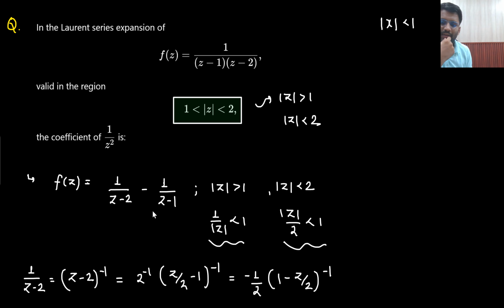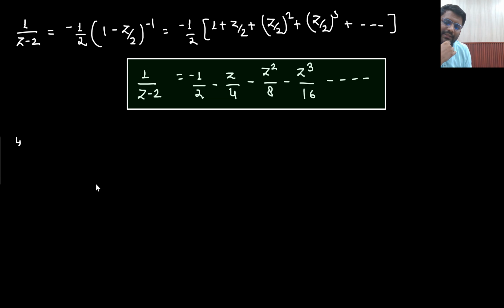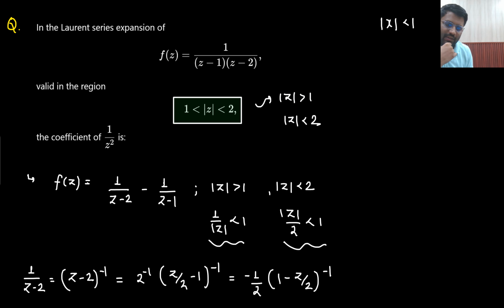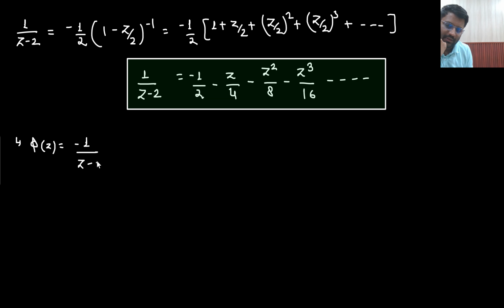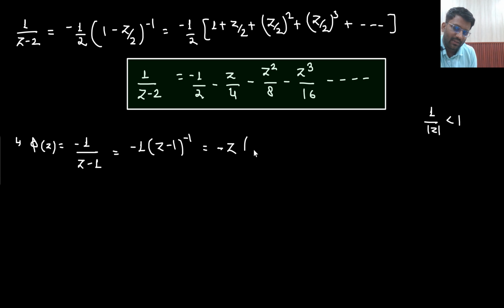Next I need to care about 1 upon z minus 1. I know there is a negative sign in between, that I know. So let's care about your new function. You take this as phi z, that is minus 1 upon z minus 1. The scenario is 1 by mod of z should be less than 1. So with that you need to take care. So first of all, can I write it down in this way? What you will take outside? Will you take 1 outside or you will take z outside? I will take z outside. Why is that so? Because if I take z outside, what I will get? 1 minus 1 by z to the power minus 1.